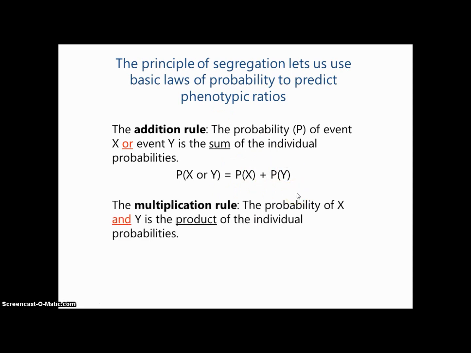The multiplication rule predicts the probability of the simultaneous events X and Y, and that is the product of their individual probabilities. So, for example, if we want to calculate the probability of getting green eyes and blonde hair, we would calculate that by multiplying the probability of getting green eyes times the probability of getting blonde hair.